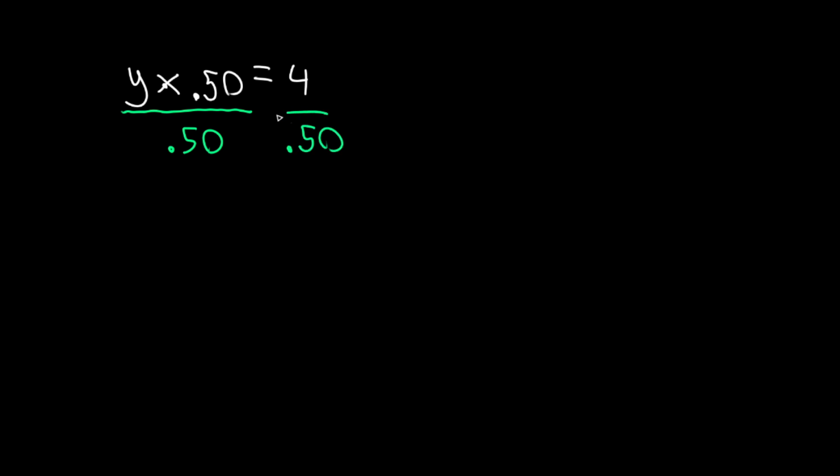How about y multiplied by 0.50, put that x, makes it less confusing, equals 4. Again, we're multiplying here, multiplying the y by 0.5. So to get rid of it, we have to divide out the 0.5 to get our y alone. And we also have to do it to the right side, since we did it to the left side. So these cancel out, and we're left with just y equals 4 over 0.50. Now, how many times does 0.50 go into 4? And that would be 8.